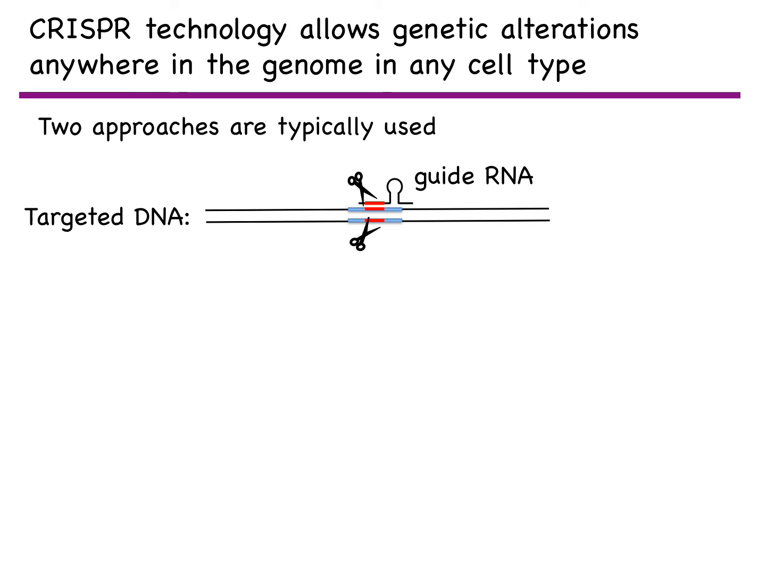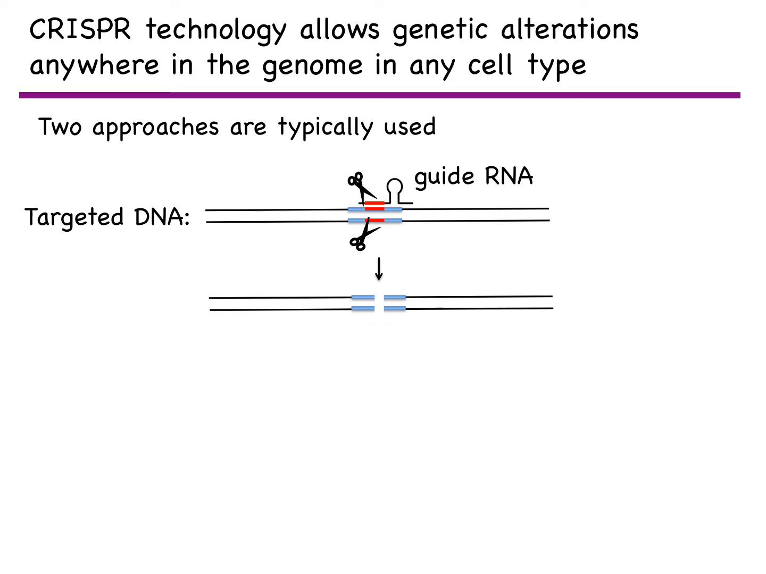So this CRISPR technology allows genetic alterations basically anywhere in the genome that you wish, in any cell type that you want to perform this sort of gene editing in. And there are two approaches that are typically used for CRISPR-Cas9 gene editing. Both approaches start the same way. Basically, you design a guide RNA that targets the Cas9 nuclease to the specific location you want to create these cuts at in the genome.